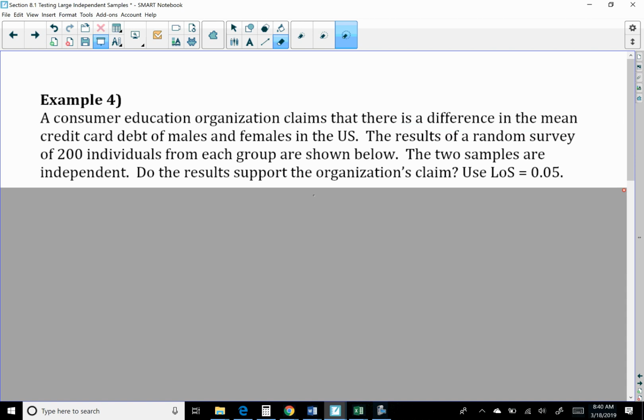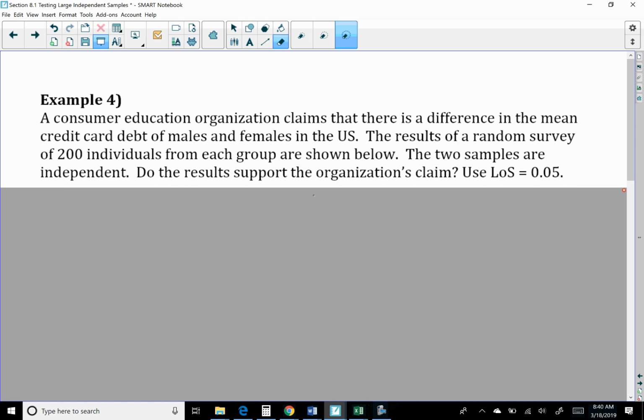A consumer education organization claims that there is a difference in the mean credit card debt of males and females in the U.S. The results of a random survey of 200 individuals from each group are shown below. The 2 samples are independent. Do the results support the organization's claim? Use a level of significance of 0.05.